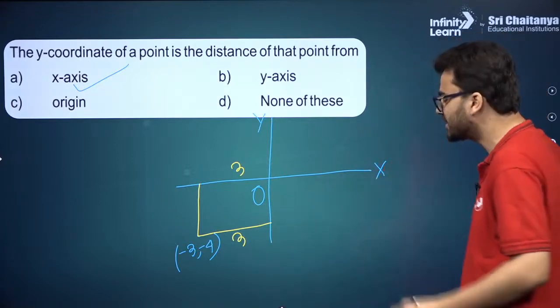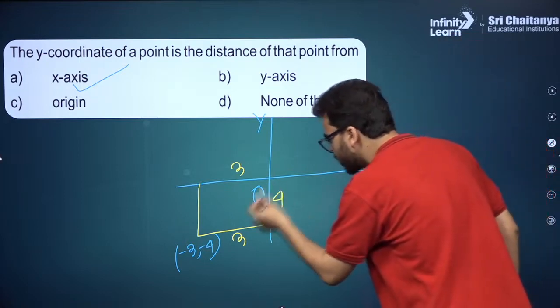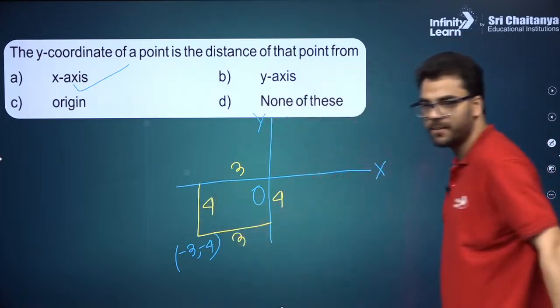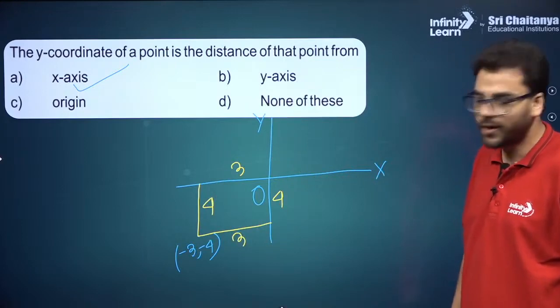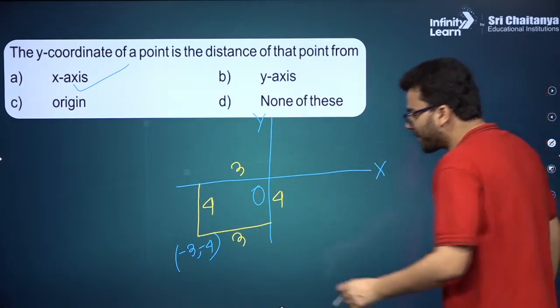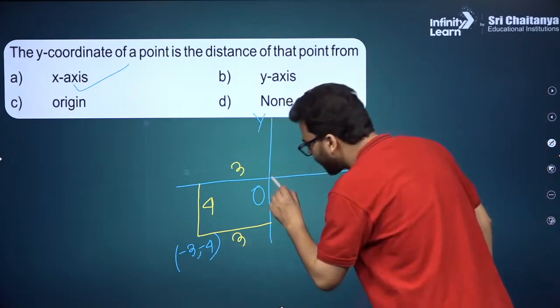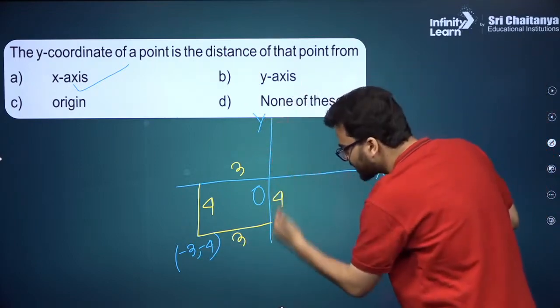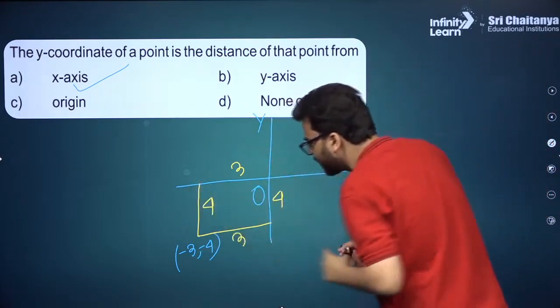So the distance is 3 units over here. This is also 4 units only. Distance can never be negative. So the question over here, it will be option A only. So the perpendicular distance of this point from the y-axis, this is y-axis, this is the perpendicular distance from y-axis.